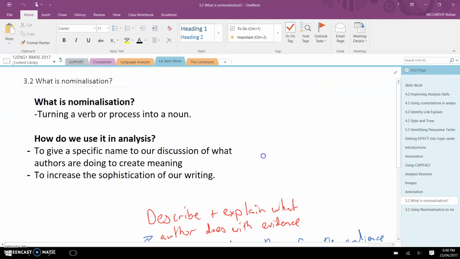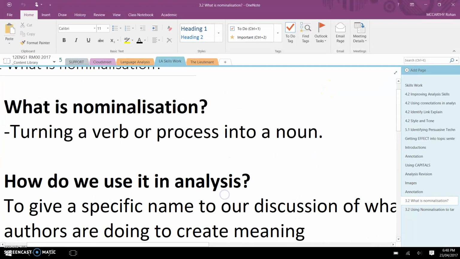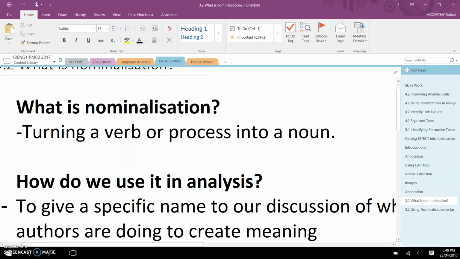Okay, let's have a look at nominalisation. What actually is nominalisation? Well, firstly, it's turning a verb or process into a noun. So an action, something that the author's doing, and naming it as something. Once we turn it into a noun, that way we can put more describing words in front of it, we can expand it and do a lot more with it than we can a verb.